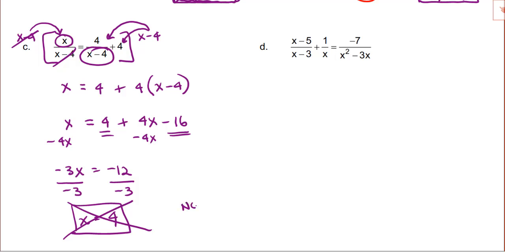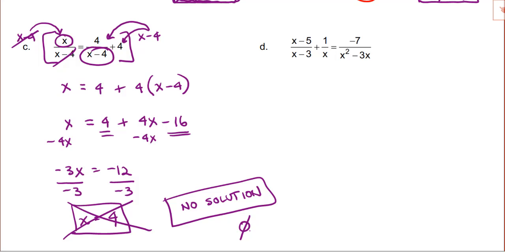Can you spell no solution? No solution is a long word for you, right? That's true. If you write this out, you get a perfect score. If you write this out, that's what it means. Either one's fine. Okay?